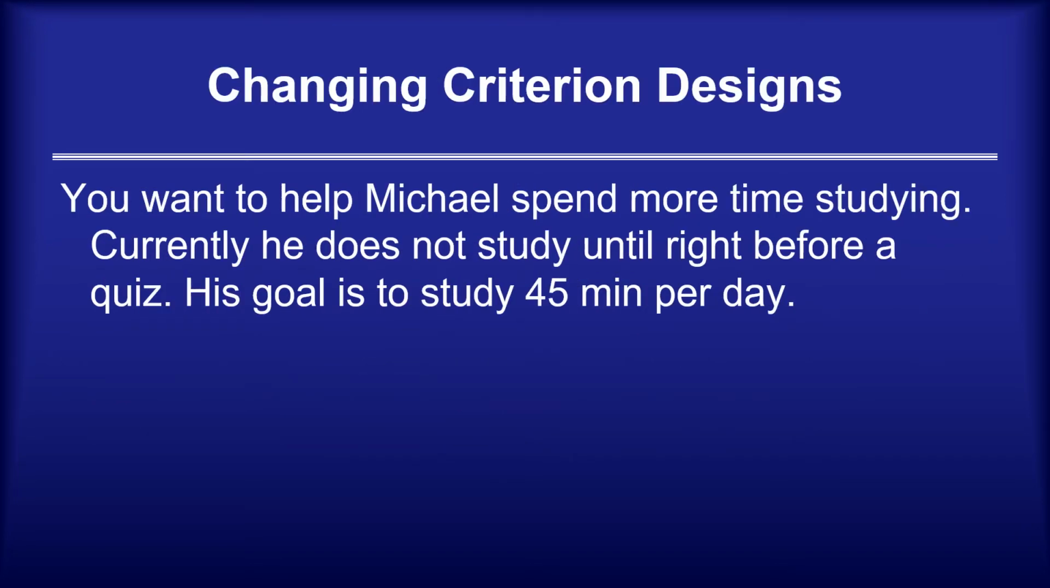Here's an example of a case in which a changing criterion design could be ideal. You want to help Michael spend more time studying. Currently, he does not study until right before a quiz. His goal is to study for 45 minutes per day. How would you set up and evaluate the effectiveness of a self-management procedure to help him?